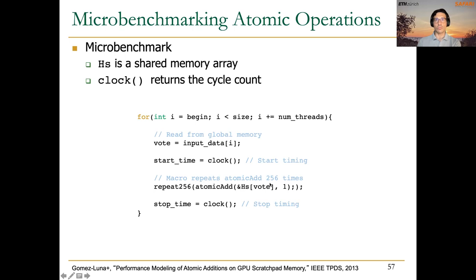What we did in this microbenchmark-based analysis is change the values here in this input data in order to change the warp access patterns, in order to change the amount of conflicts: atomic conflicts, bank conflicts, or even lock conflicts, as we will see, that we find when executing this code.